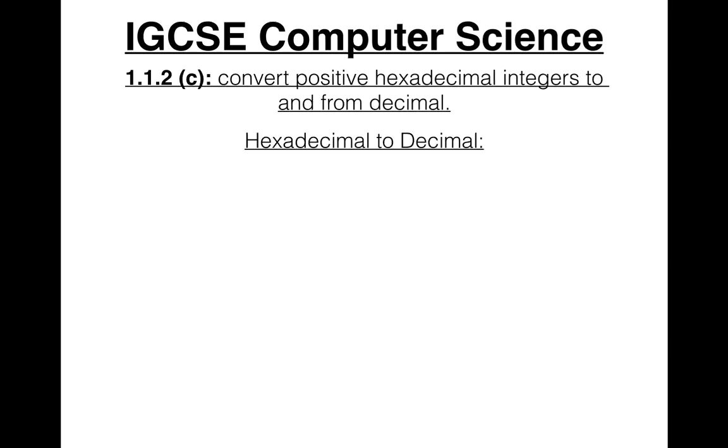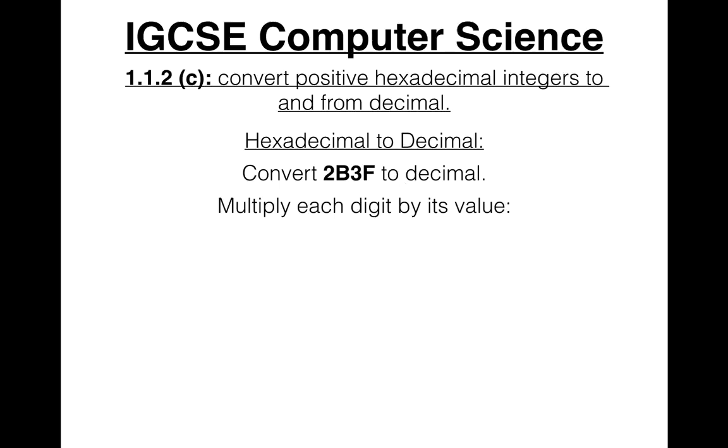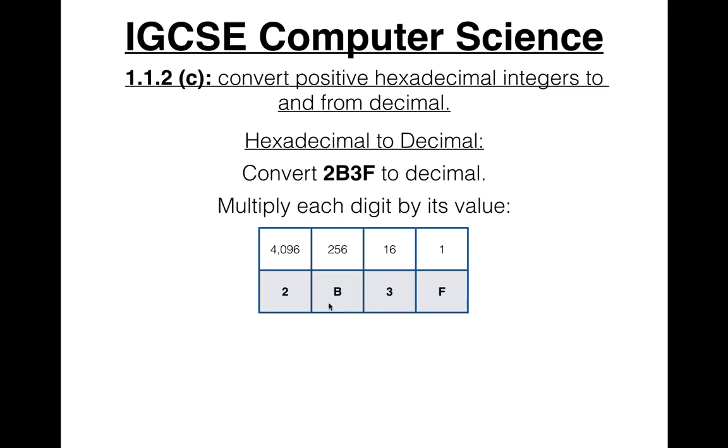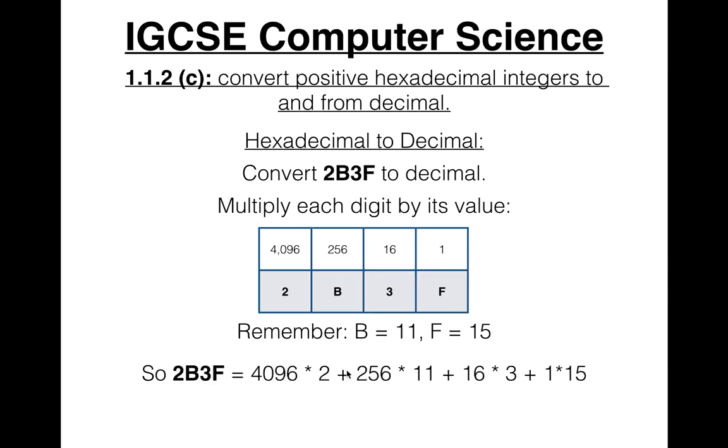All right. So let's take a look at another example. So 2B3F to decimal. So again, multiply each digit by its value. So it's 4,096 times 2, and so on. And remember that B is 11 and F is 15. So again, we sum them up. And then we get the value 11,071.